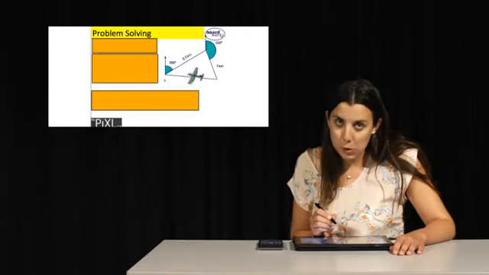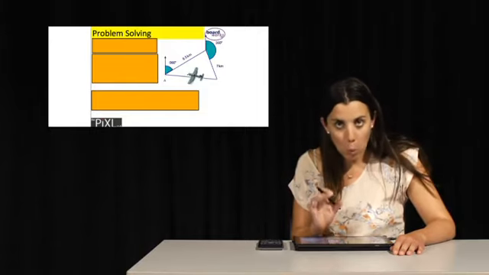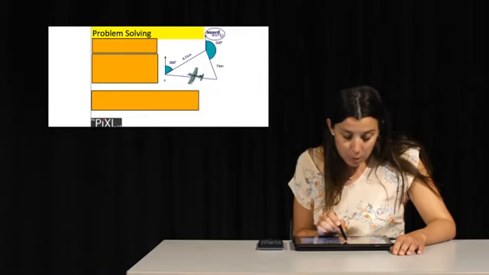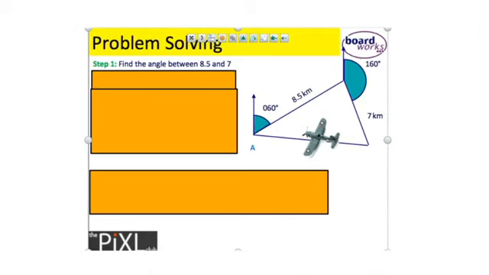As with many of these problem-solving questions, they require several steps, so it's best to go one step at a time and break the question down. So the first step that you need to be able to do is to find the angle between 8.5 and 7. So we have 8.5 here and 7 here. These are our two lengths. So the angle I'm referring to is just here.